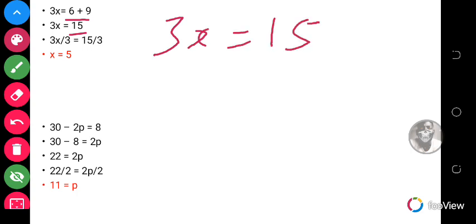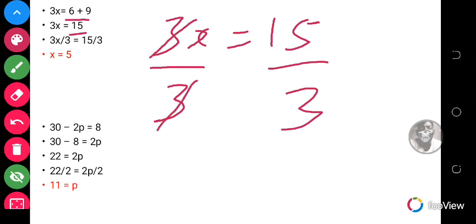Now, when you are finding x, you always want x to stand alone. You don't want any coefficient beside x. So whatever you do on the right side, you make sure you do on the left side. We want x to stand alone, so we divide 3x by 3 so that the 3s can cancel each other out. Whatever you do on the right side, you do on the left side. So the 3s cancel each other, and then you have what?